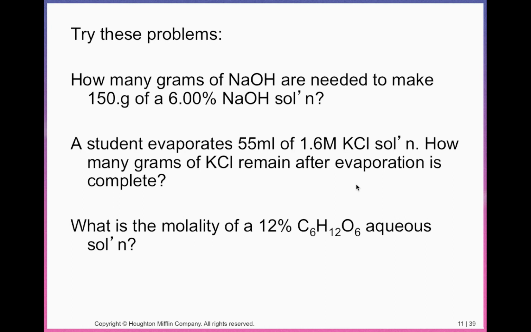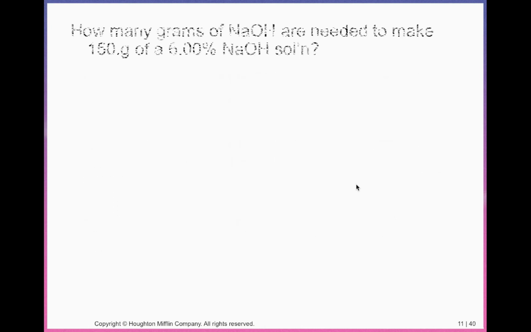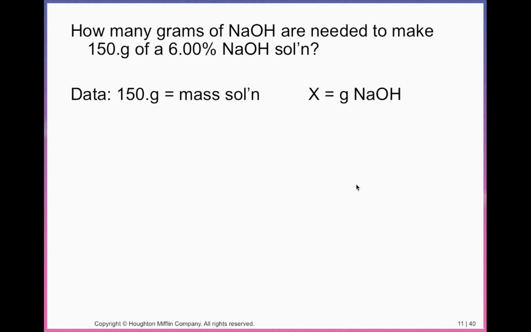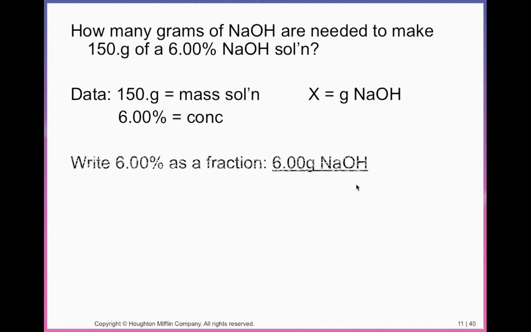Okay, so here are the solutions. So here's the first problem. How many grams of sodium hydroxide are needed to make 150 grams of a 6% sodium hydroxide solution? So I copy out the data. 150 grams is the mass of the solution, 6% is the concentration, and I'm looking for grams of sodium hydroxide. So that's going to be the solute.